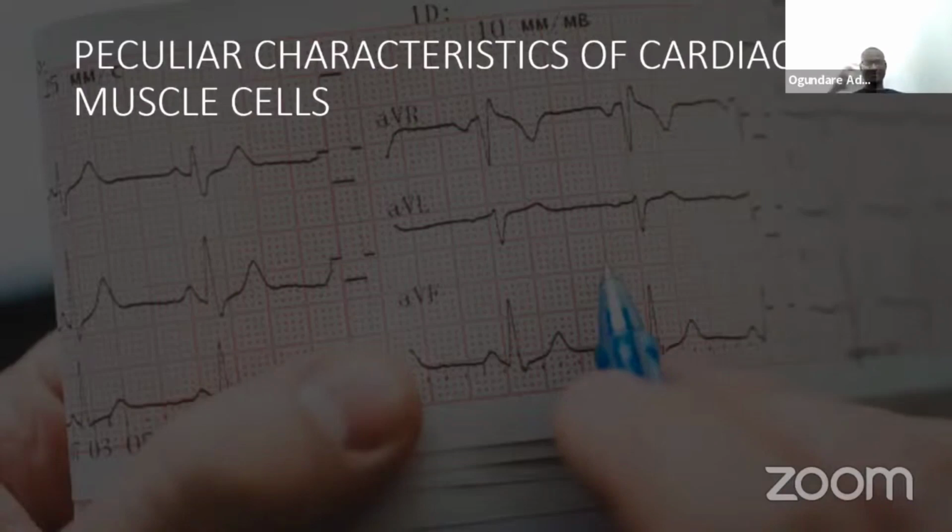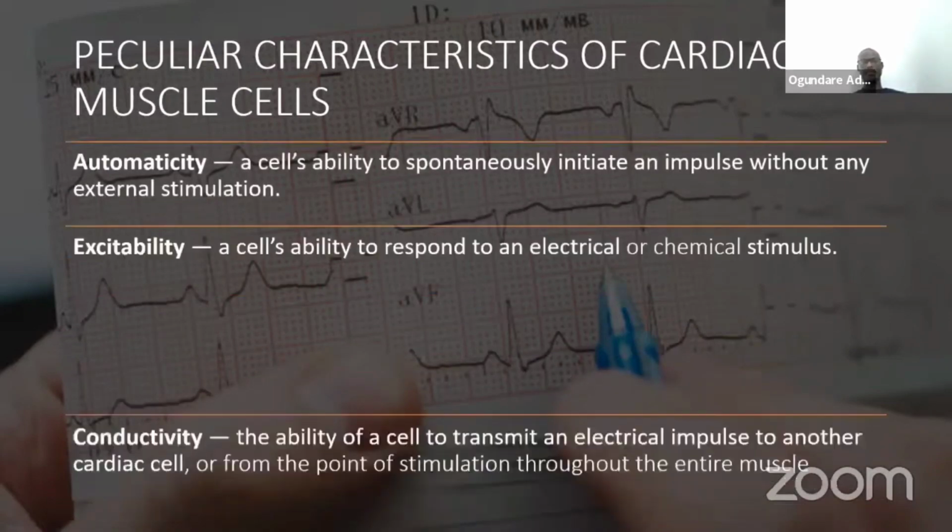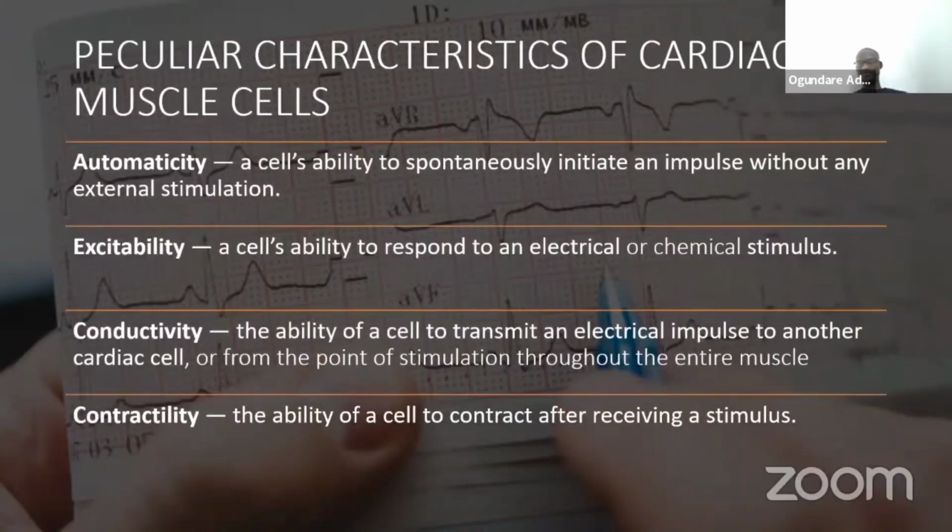and this influences the interpretation of ECG, the understanding of ECG. There are 4 of them. So we've got automaticity, excitability, contractility, and conductivity. Okay, so automaticity means the ability of the cells to spontaneously initiate an impulse without any external stimulation.